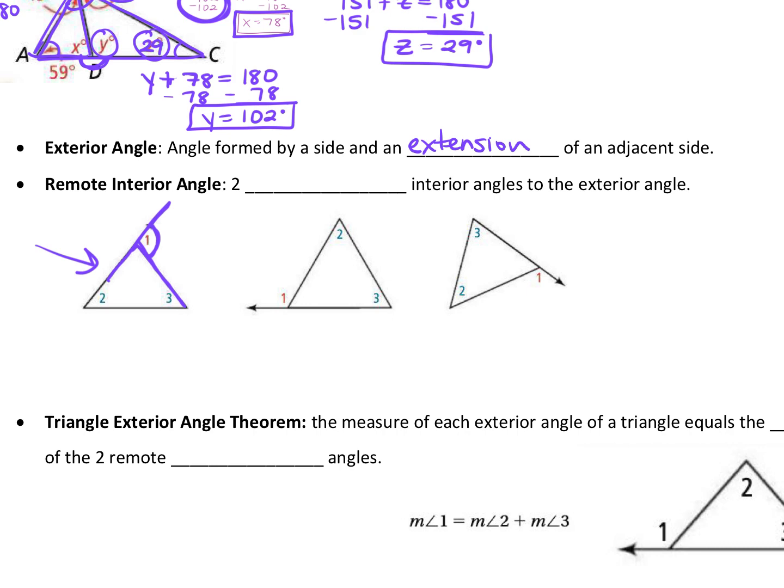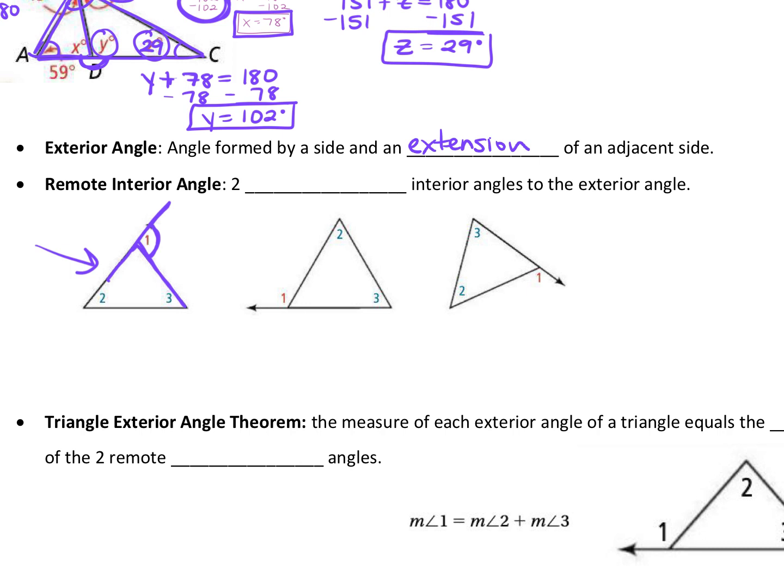Okay, notice I didn't extend them both. If I extended both, I'd get this angle here. That's not an exterior angle. Okay, an exterior angle is only one side extended, and then you use a different side to go along with it. So just make sure you're only extending one of the two sides that you're going to use.